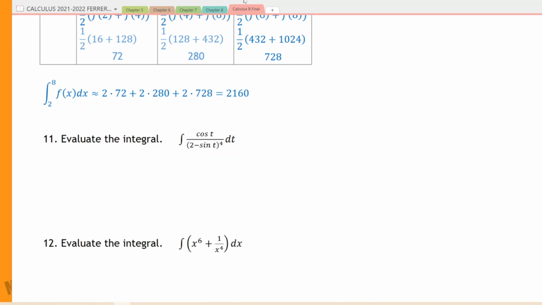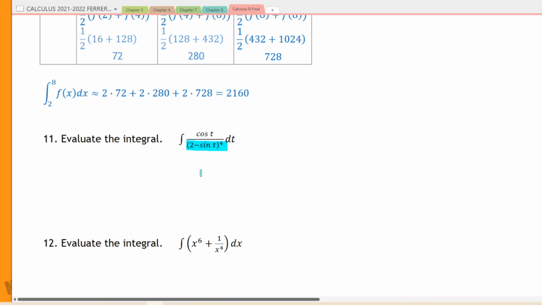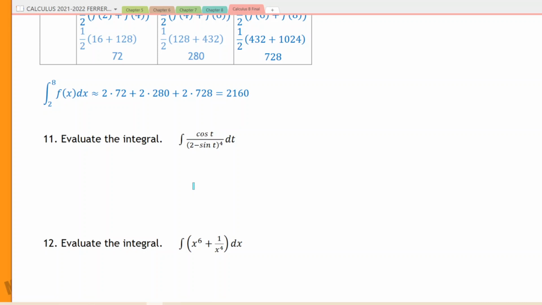We've got a cosine t on the numerator, and on the denominator we have 2 minus sine t to the fourth power. When I look at this, I immediately think that the derivative of 2 minus sine t is going to be negative cosine t. The negative doesn't bother me because it is constant. The cosine is actually the numerator, so that leads me to believe that I can get this integral done just by using a regular u substitution.